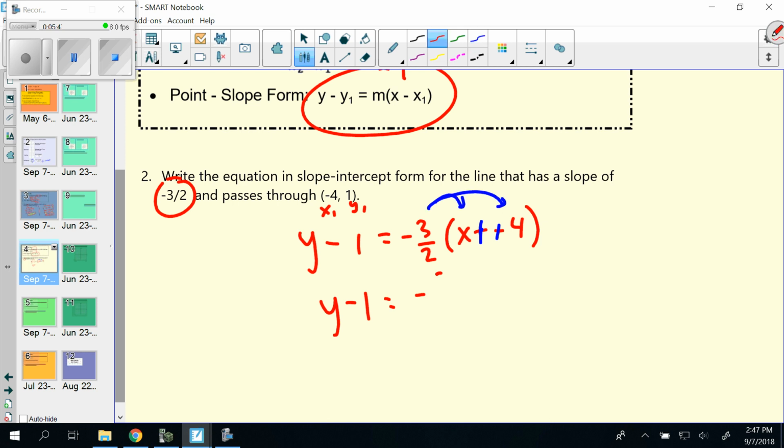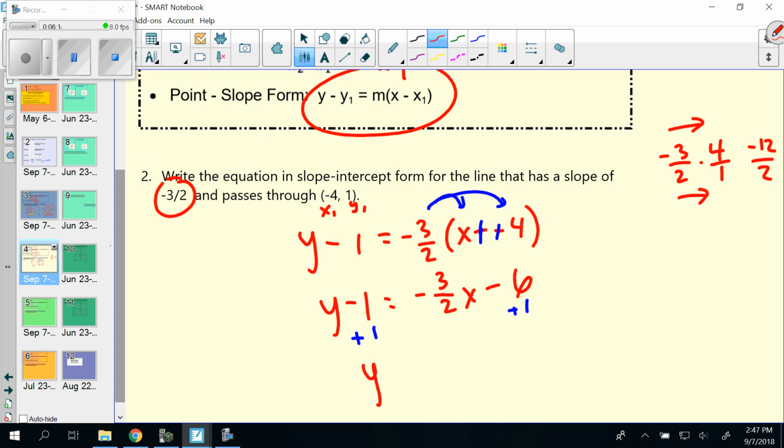And so we're going to get -3/2 x, and -3/2 times 4. Recall if you're multiplying a fraction by a number that's not a fraction, we can put it over 1 to make it that. Then you multiply across, so that'd be -12 over 2, which is the same as -6. Okay, now one last step: we have to add the 1 over, and we have the equation in slope-intercept form of -3/2 x minus 5.